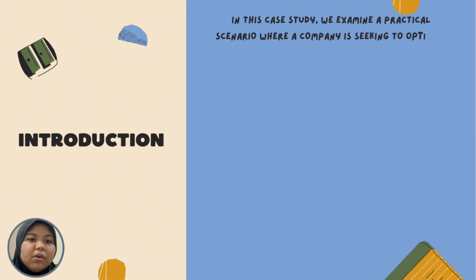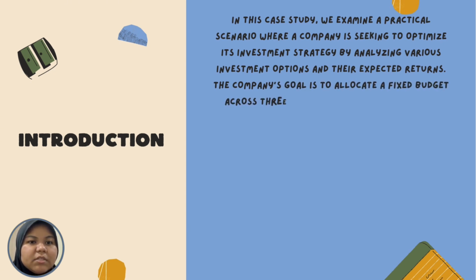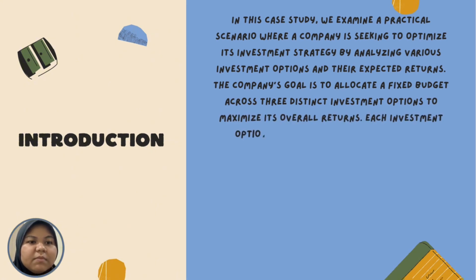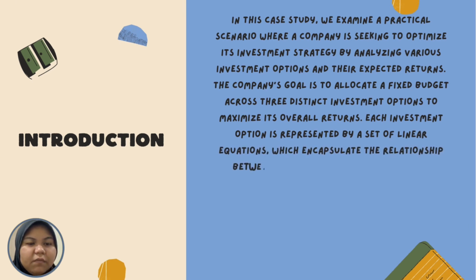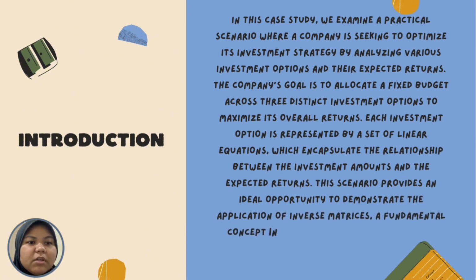In this case study, we examine a practical scenario where a company is seeking to optimize its investment strategy by analyzing various investment options and the expected returns. The company's goal is to allocate a fixed budget across three distinct investment options to maximize its overall returns. Each investment option is represented by a set of linear equations which encapsulate the relationship between the investment amounts and the expected returns. This scenario provides an ideal opportunity to demonstrate the application of inverse matrices, a fundamental concept in linear algebra in solving real-world problems.